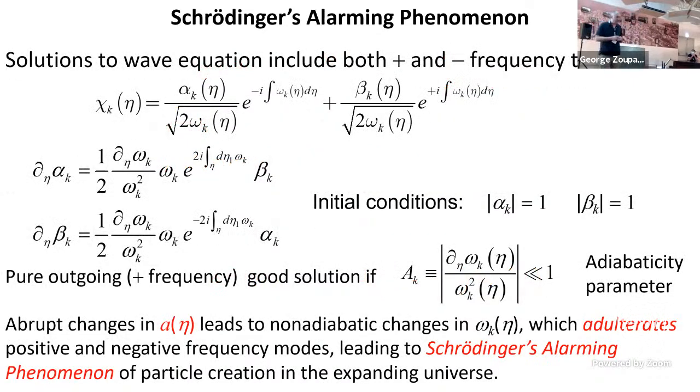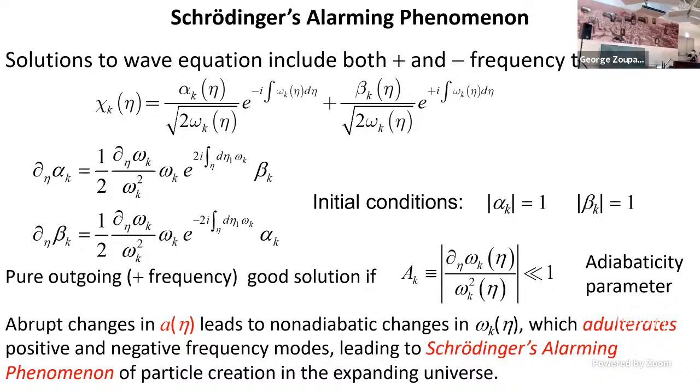So if you start with the wave equation, you can, in general, write it as positive and negative frequency terms in chi. The positive frequency term is proportional to alpha. And then the wave equations for alpha and beta are listed there. And you see that an initial condition would be alpha k equal to 1 and beta k equal to zero. A pure outgoing positive frequency solution would be a good solution if it is an adiabatic expansion.